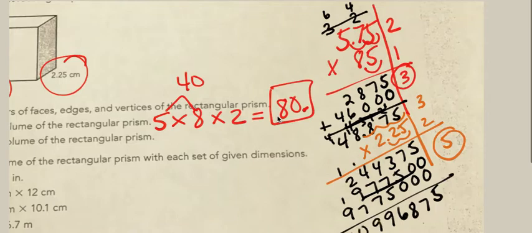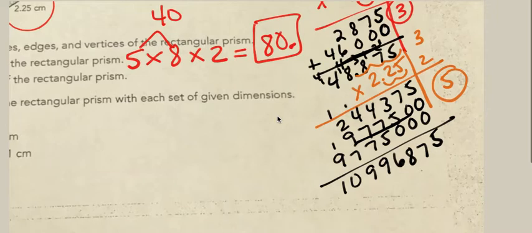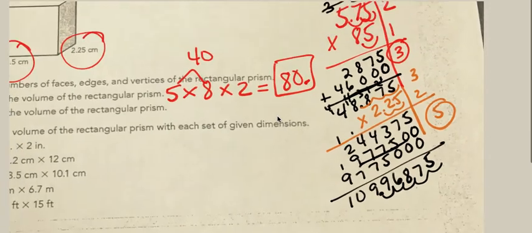But I need to bring my decimal over 5 places. So we got 1, 2, 3, 4, 5. So there's my answer. It should be 109 decimal 96875, which 109 is not too far off from 80.